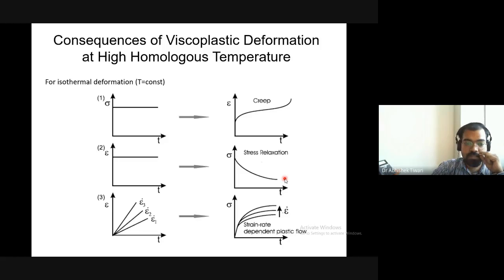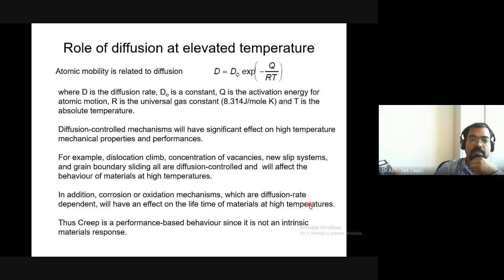And of course the third one shows what happens to the plastic flow if you change the strain rate. If you increase the strain rate, usually the strain hardening is higher, and if you decrease the strain rate, the material gets softer. So as I said, the role of diffusion at higher temperature is very important, and diffusion controlled mechanisms will be governing what kind of deformations are happening.